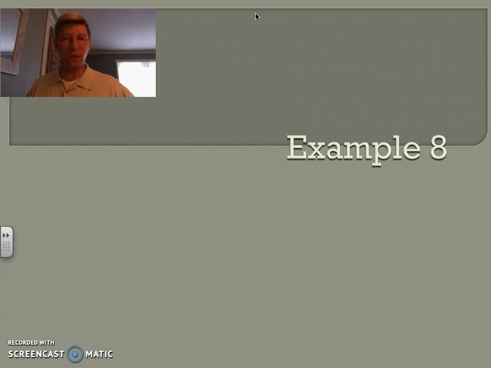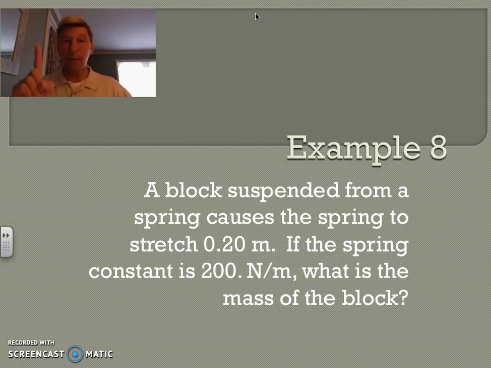That brings us to example number 8. Let's see how we would use this in terms of a physics problem. By the way, Hooke's law is found on your handy-dandy New York State reference tables, so be sure to use that for Friday's quiz. So example 8 says, a block suspended from a spring causes the spring to stretch 0.20 meters. If the spring constant is 200 newtons per meter, what is the mass of the spring?